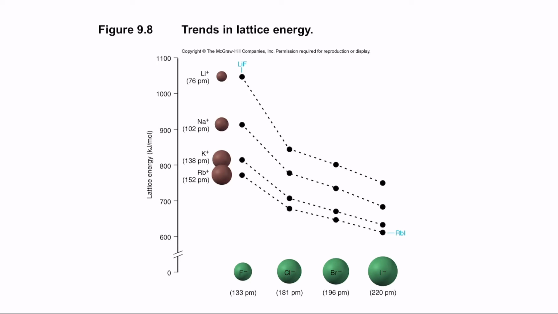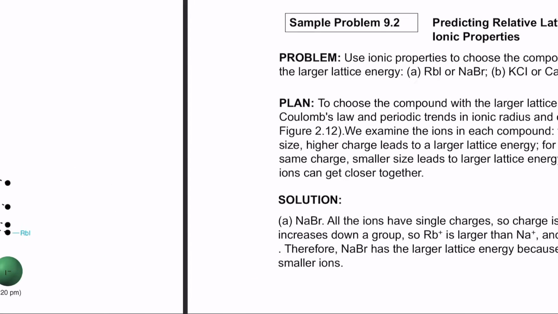Among the compounds of group 1A, lithium fluoride has the highest amount of lattice energy, followed by the sodium compounds, then you have potassium compounds, and then finally the rubidium compounds.